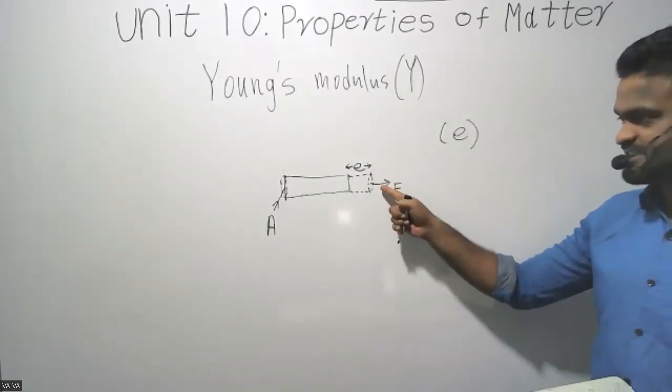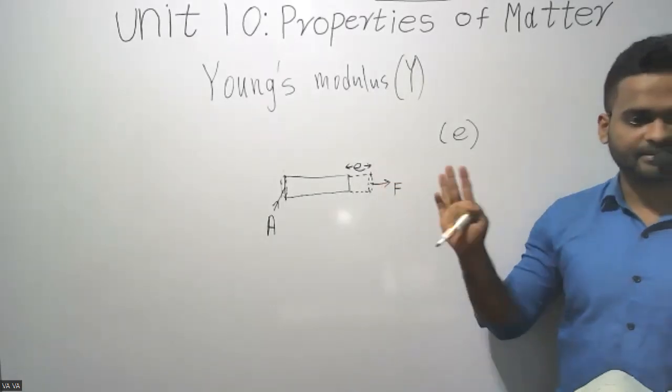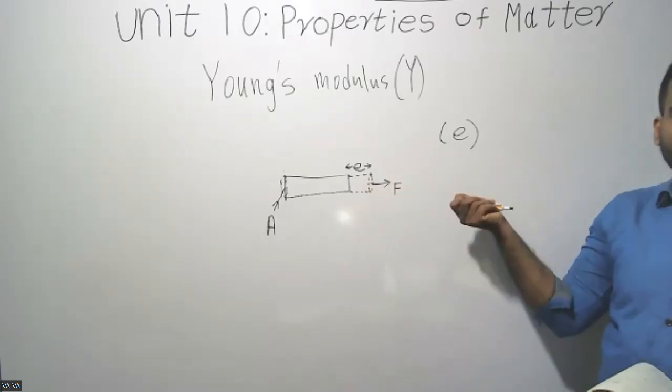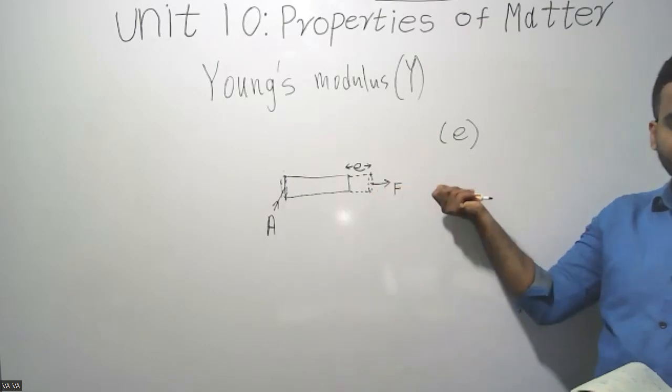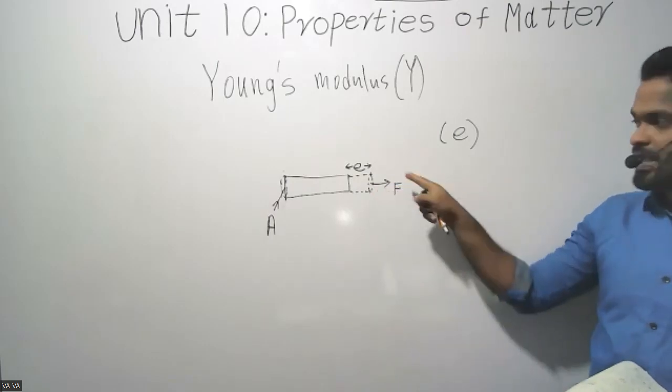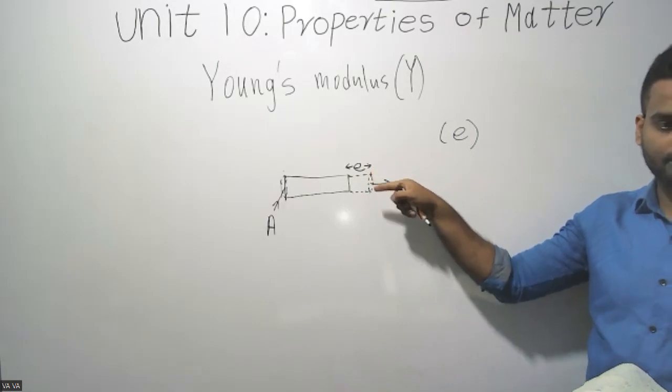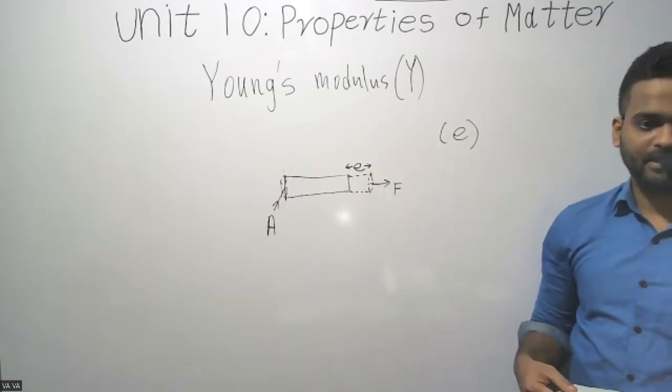You apply this. This is a tensile force. This is not a compressive force. This is a tensile force because you are pulling this one here. Because you are pulling this, this is called a tensile force. And you make an extension. So that is what that sentence means.